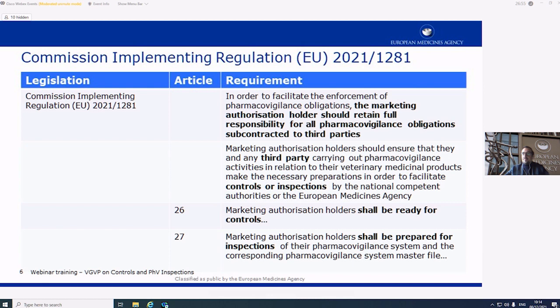Here I want to highlight the main part of the Commission implementing regulation 2021/1281 that gives the responsibility to the marketing authorization holder to retain the full responsibilities for all the pharmacovigilance obligations subcontracted to third parties. So here in the Commission implementing regulation it is clear that the third party should be ready also for control or inspection by the national competent authority or the European Medicines Agency, but all the responsibility will always be retained by the marketing authorization holder for all the pharmacovigilance obligations. This is something that we want to make clear in the Commission implementing regulation, and the same, again, the marketing authorization holder shall be ready for controls and shall be prepared for the inspection.